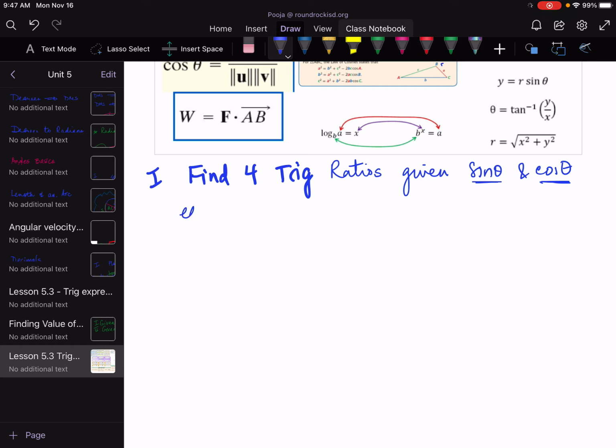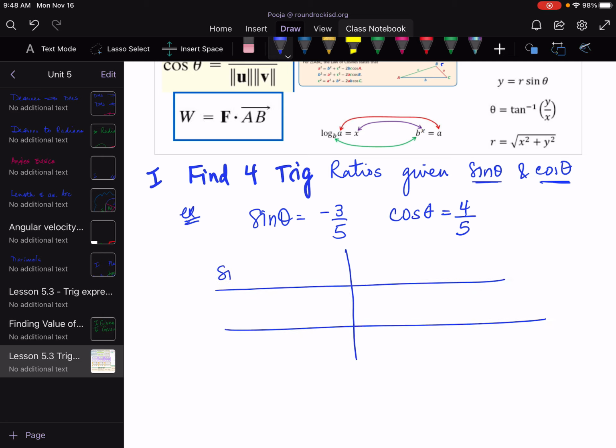The example could be, let's say sine theta is given to us and is equal to -3/5. Cosine theta is equivalent to 4/5. And my job here is to find the other 4. And I've done this before several times.